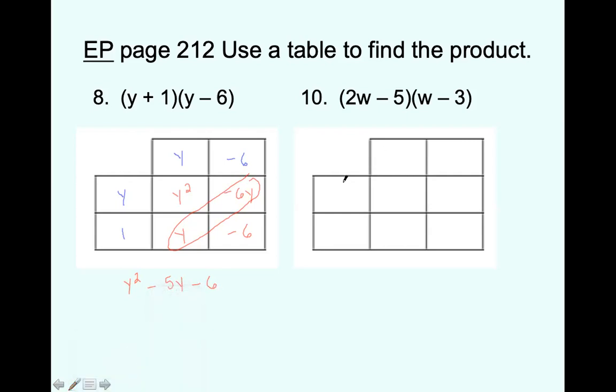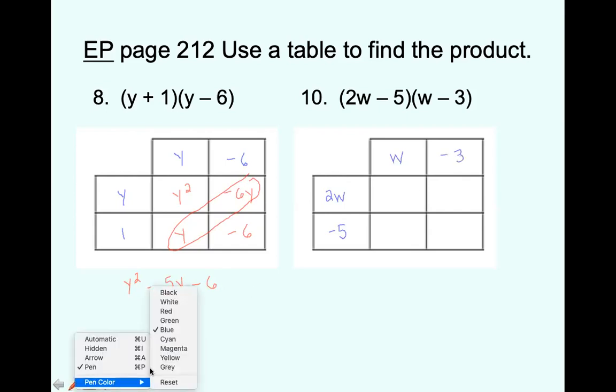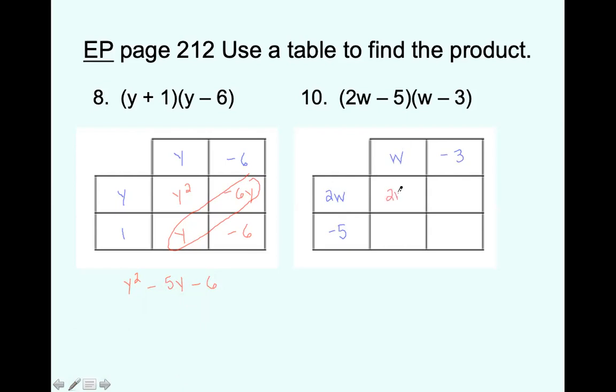This time I have 2w and a negative 5 in my first parentheses. And I have a w and a negative 3 in my second parentheses. All right. Let's switch up my color here again. So I'm going to do 2w times w. So this first row times this first column, 2w times w would be 2w to the second power.